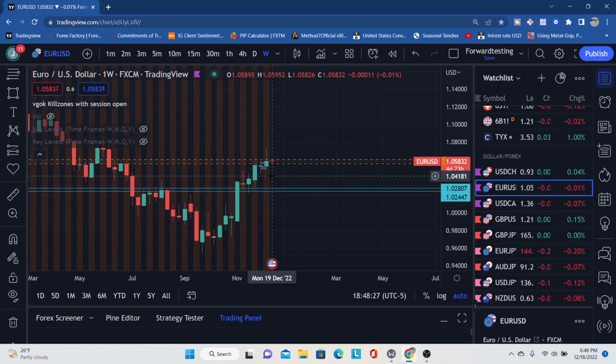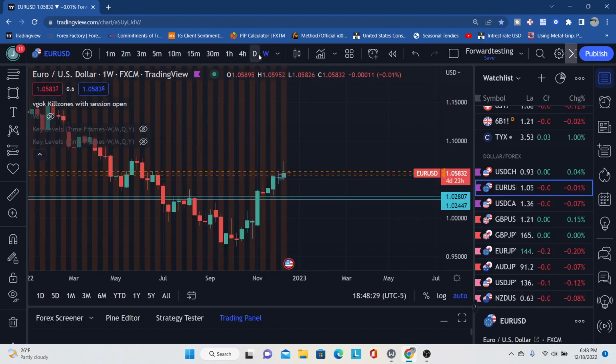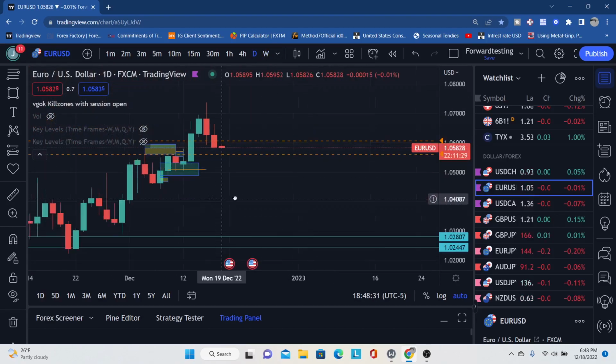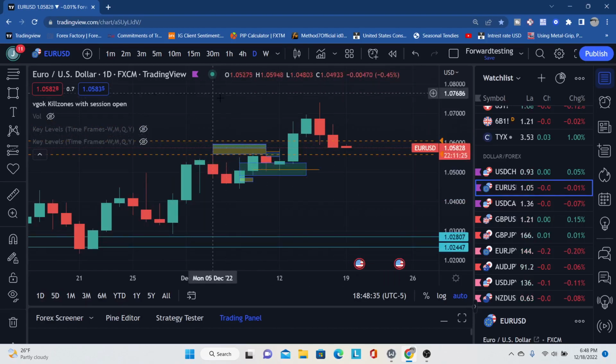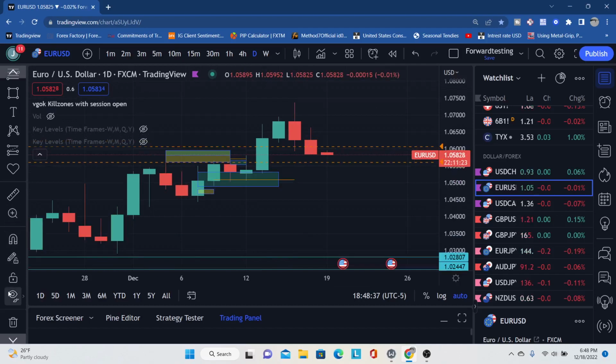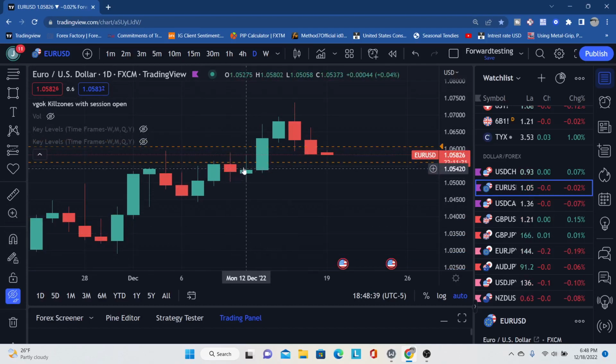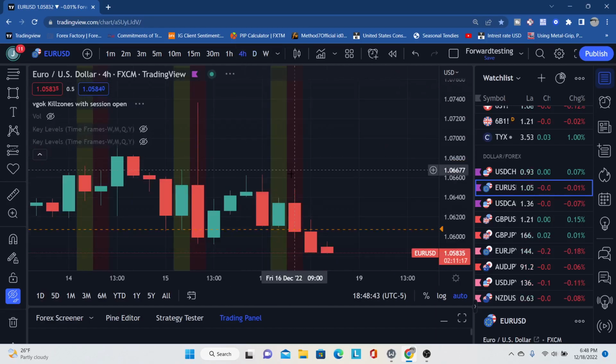Euro dollar, not too much to see here besides we're still in this bull trend. We're expecting a reversal, but on the daily I want to see that reverse first. It's coming into this daily demand zone.